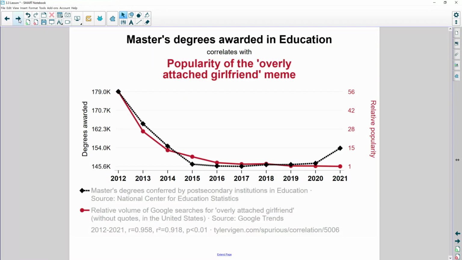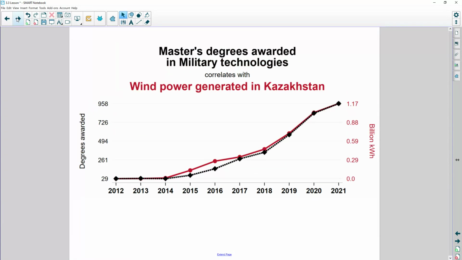So here's some correlations I bet you never guessed in a million years would have existed, or maybe they're obvious. If we compare the number of people with master's degrees in education, that is a strong relationship between that and the popularity of the overly attached girlfriend meme. Bet you never thought of that, but look at how closely they're related.